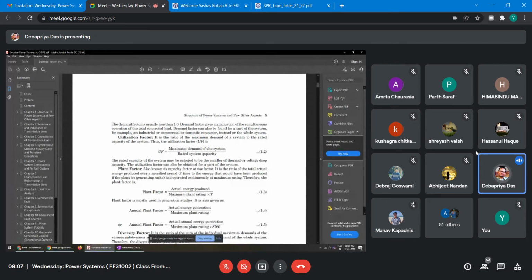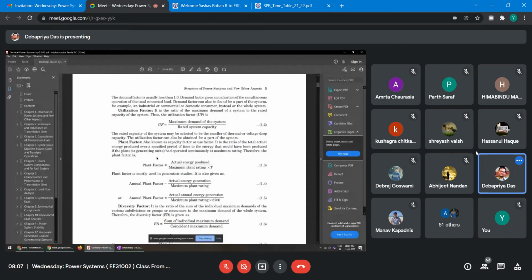Basically this utilization factor is used for the generating plant. So then plant factor, also known as the capacity factor or use factor. It is the ratio of the total actual energy produced over a specified period of time to the energy that would have been produced if the plant had operated continuously at maximum rating. The idea is very simple. Plant factor is the actual energy produced divided by maximum plant rating into time.